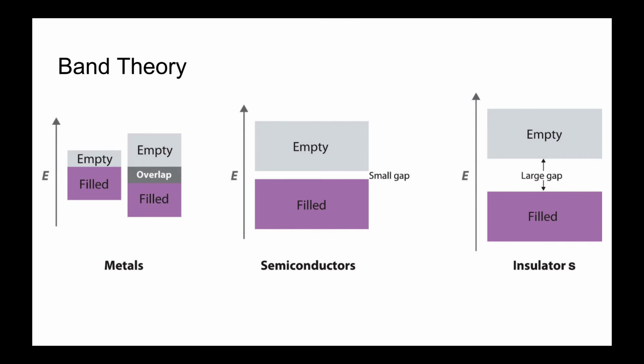Instead, there's a small energy gap. This means that only some electrons can move back and forth between the two bands, since they have to be high enough in energy to cross that gap. This describes why semiconductors aren't as good at conducting electricity as some conductors.